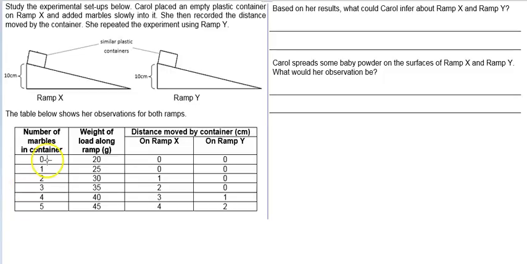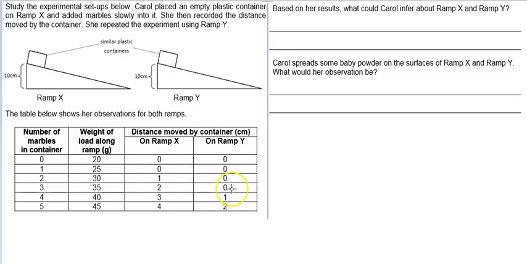With no marbles, it is about 20 grams, right? But the more marbles you put, the more weight it has. Now, for different weights, the box would move a different distance. So you can see on ramp X at 20 and 25 grams, it doesn't move, just like on ramp Y. But at 30 grams, it moved by 1 cm.